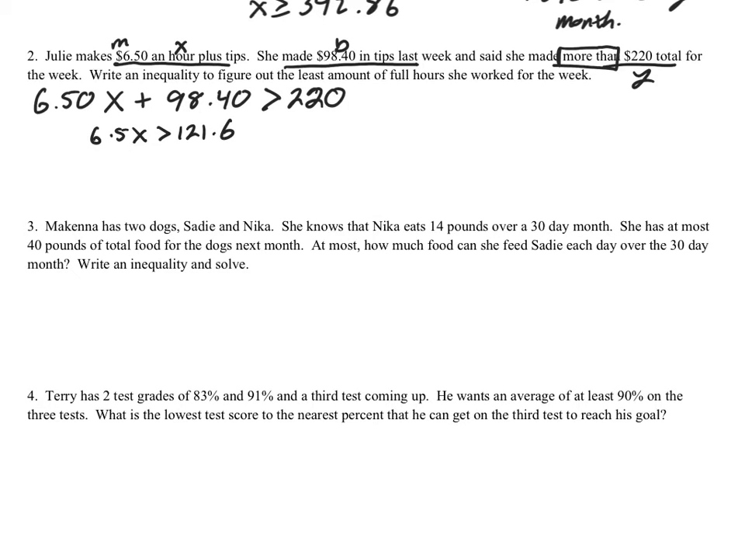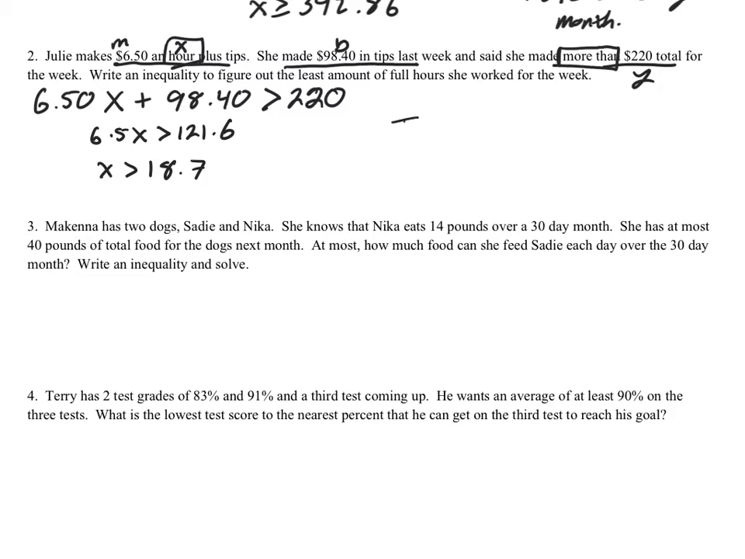121.6. Now we can divide both sides by 6.5, and we'll get that x is greater than about 18.7 when we do some rounding. Now, that x is representing hours. We said x was the number of hours that she's going to work. It isn't common for your employer to want to pay you for 0.7 of an hour. Sometimes they'll do to the half hour, but typically we're just going to round to the nearest whole hour here.